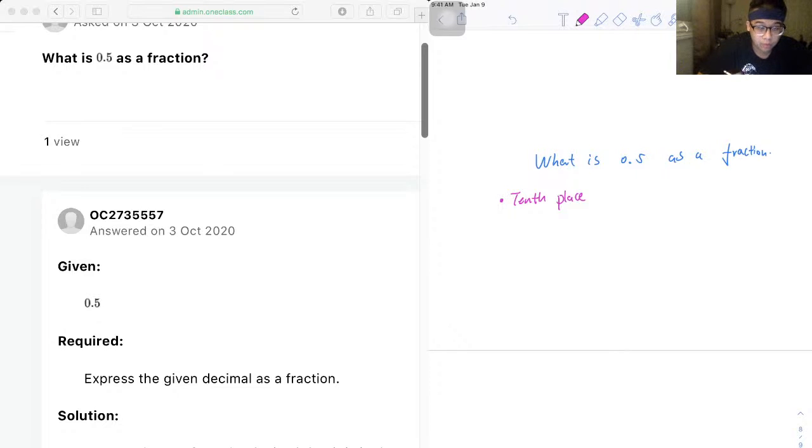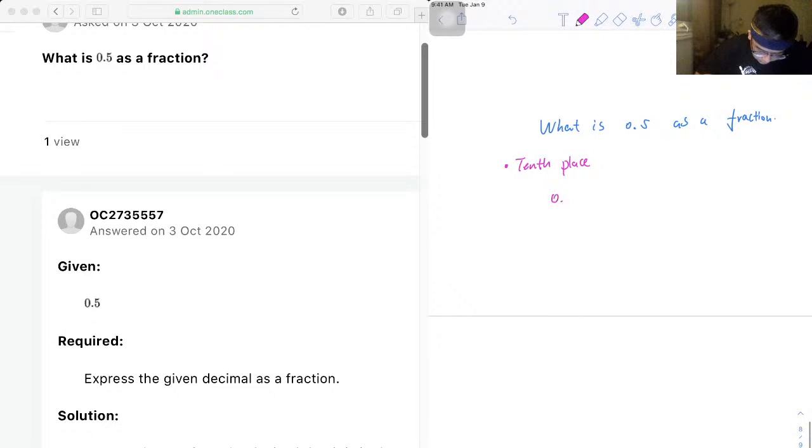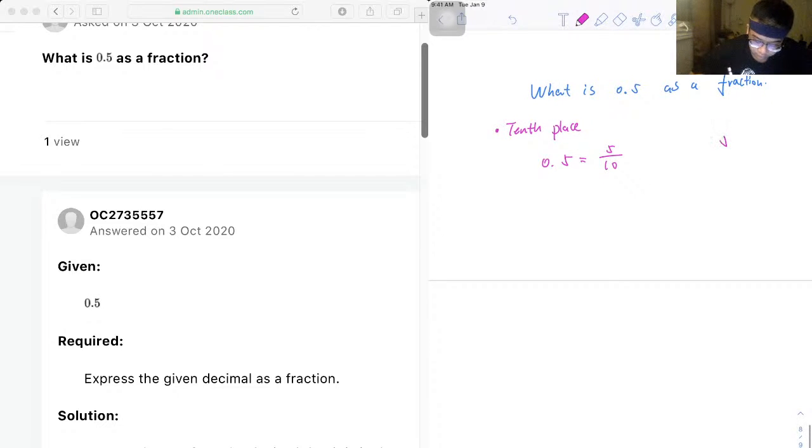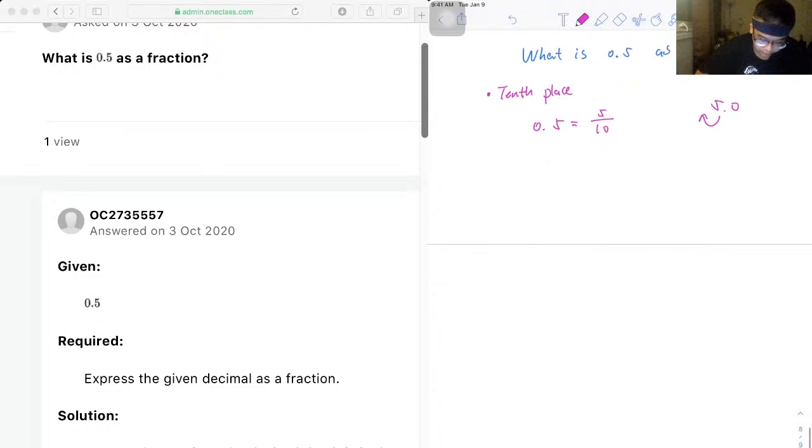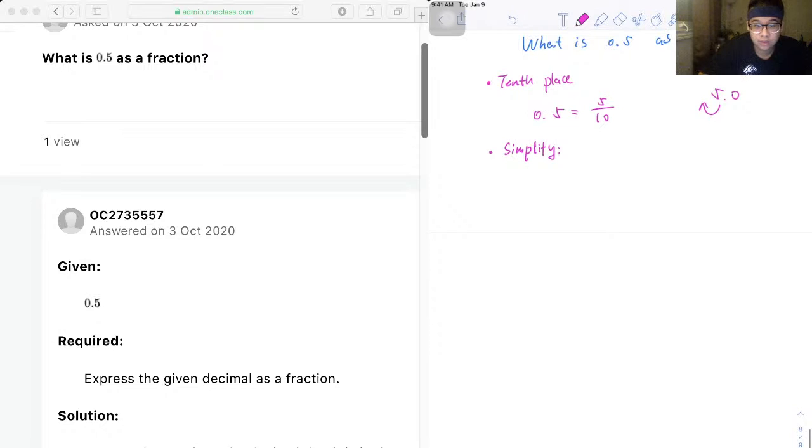So therefore, we can rewrite this as, first, 0.5 is equal to 5/10. Imagine we had a 5.0 as our original value, and then we move 1 unit to the left in order to get 0.5. So by knowing this, our next step is just to simplify, because we need to express that in its lowest terms.